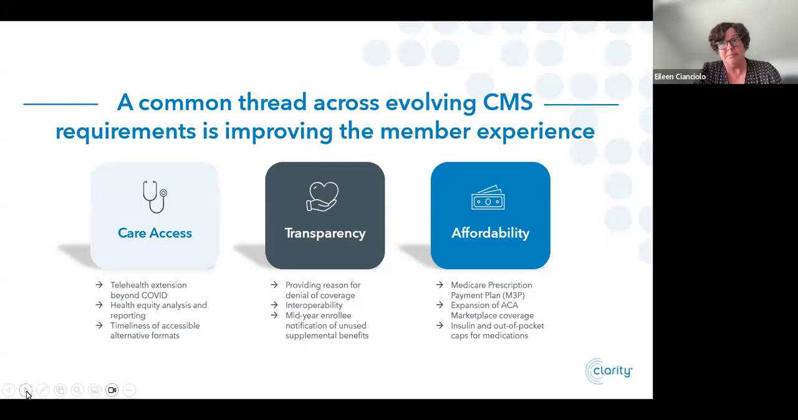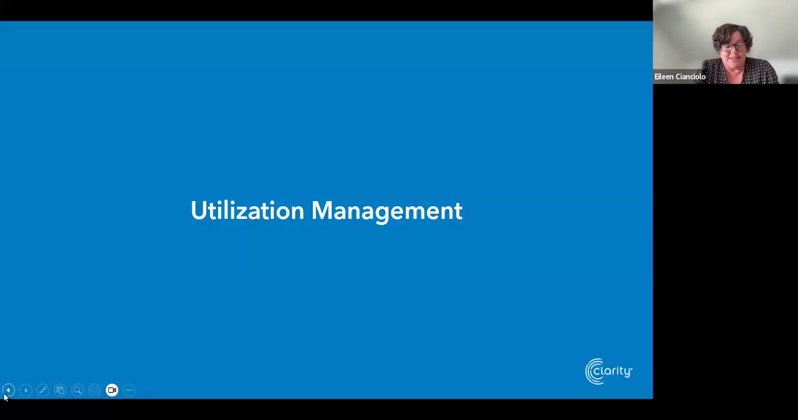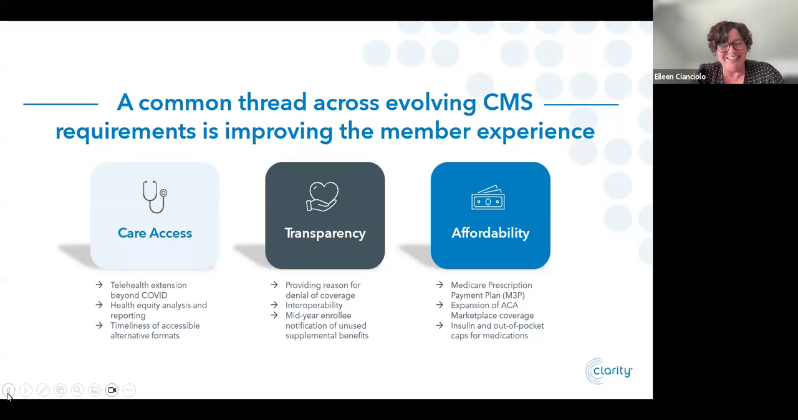Transparency: people want to know what they're covered for, and what the denial reason is when they have care that is denied. Interoperability is critical. And one of the things we'll talk about a little bit here is the requirement around mid-year enrollee notifications of unused supplemental benefits that's coming up next year. And affordability, right, is critical.